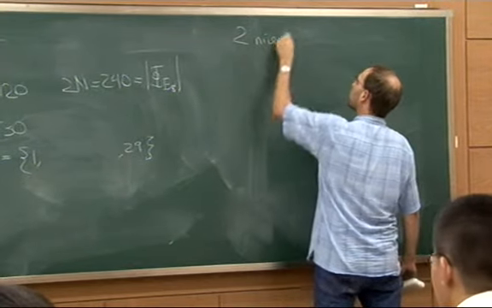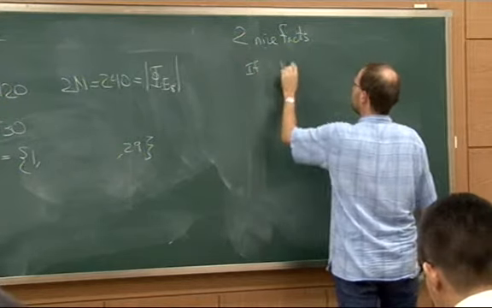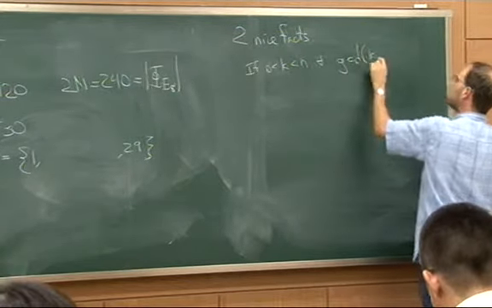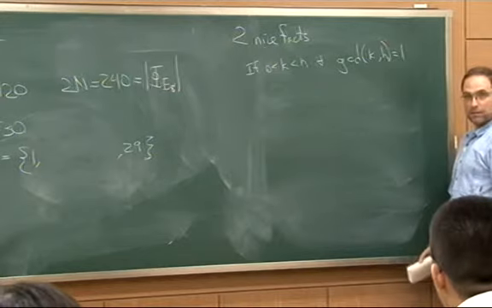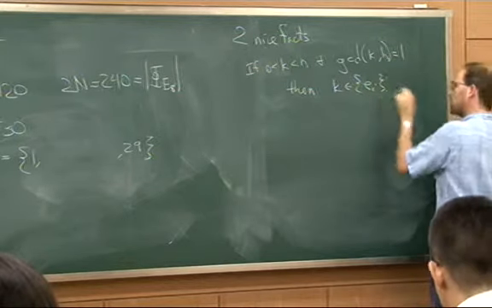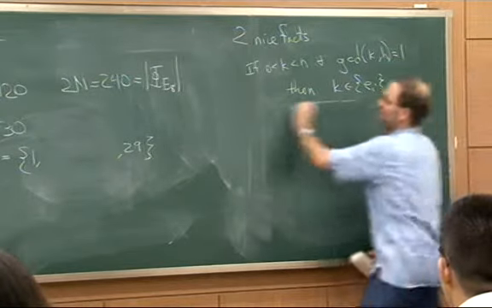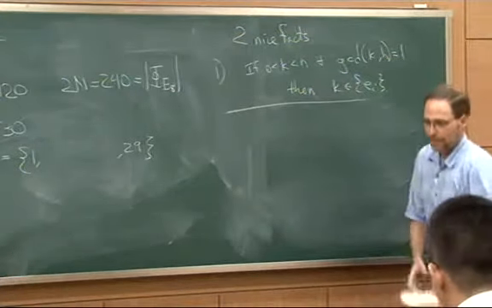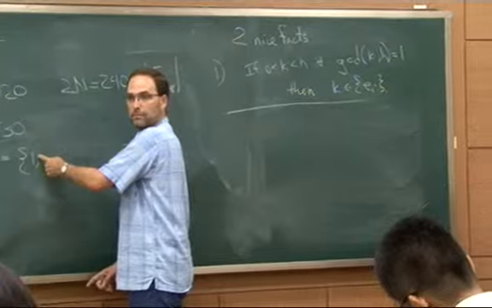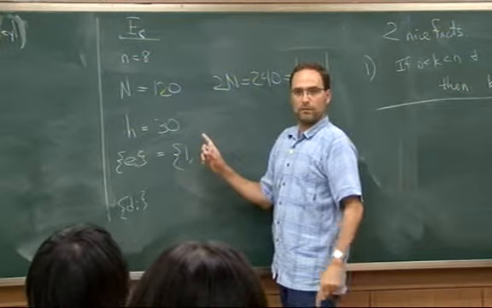two nice facts. If k is a positive integer less than h, and the GCD of k and h is 1, then k is an exponent. Okay? It's just a nice fact. Okay? And so let's apply that in the E8 case. So 1 and 30, those are relatively prime.